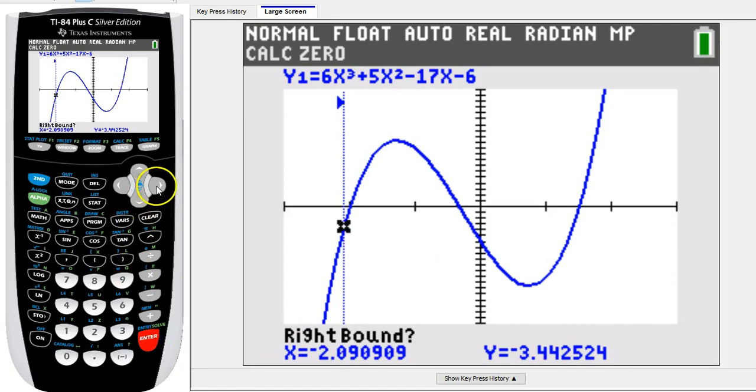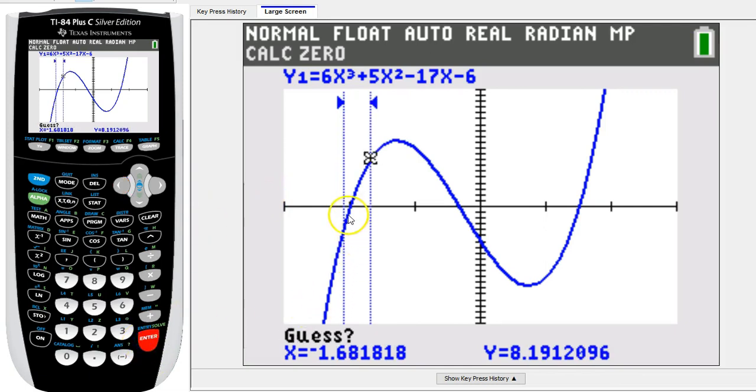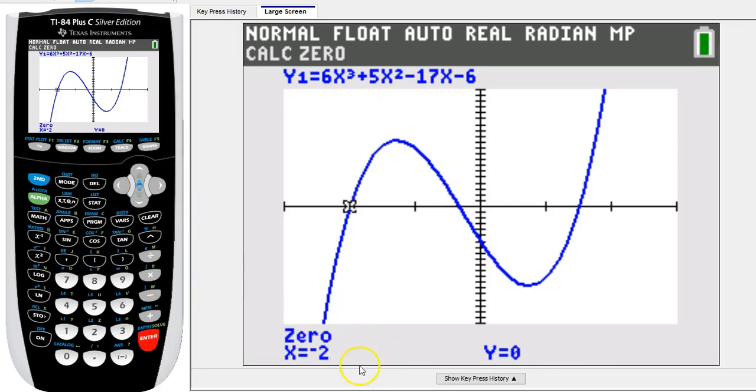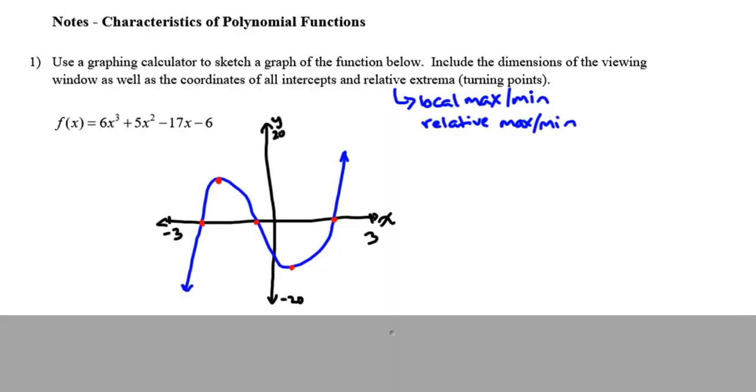And now, right bound. So move your cursor to the right of that point. I don't need to go quite that far. I can just be like right there, right? Hit enter. So it's saying that x-intercept is somewhere between the 2 dotted lines. And then a guess. Well, anywhere close will do. All right, it's good enough. And so it's telling me there is a 0, an x-intercept, a root. Those are all saying the same thing at negative 2. So let's put that on our sketch here.